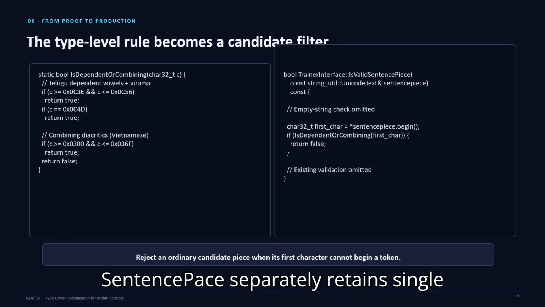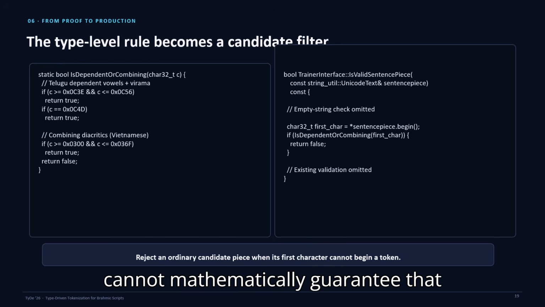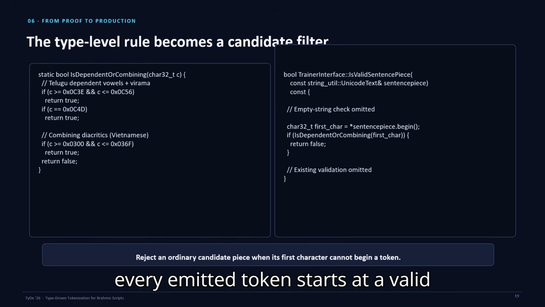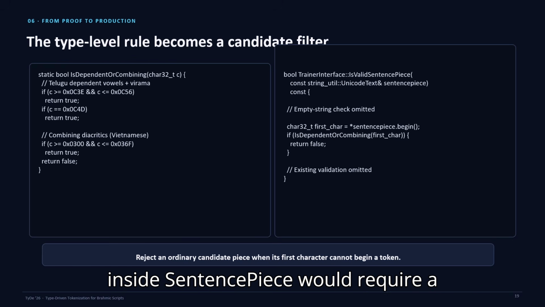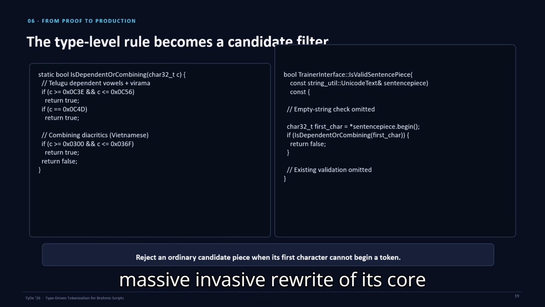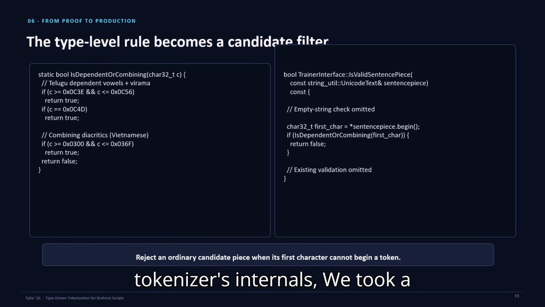SentencePiece separately retains single character pieces to guarantee text coverage. Meaning, this filter alone cannot mathematically guarantee that every emitted token starts at a valid boundary. A truly complete fix inside SentencePiece would require a massive invasive rewrite of its core logic. So rather than fighting the tokenizer's internals, we took a different architectural approach.